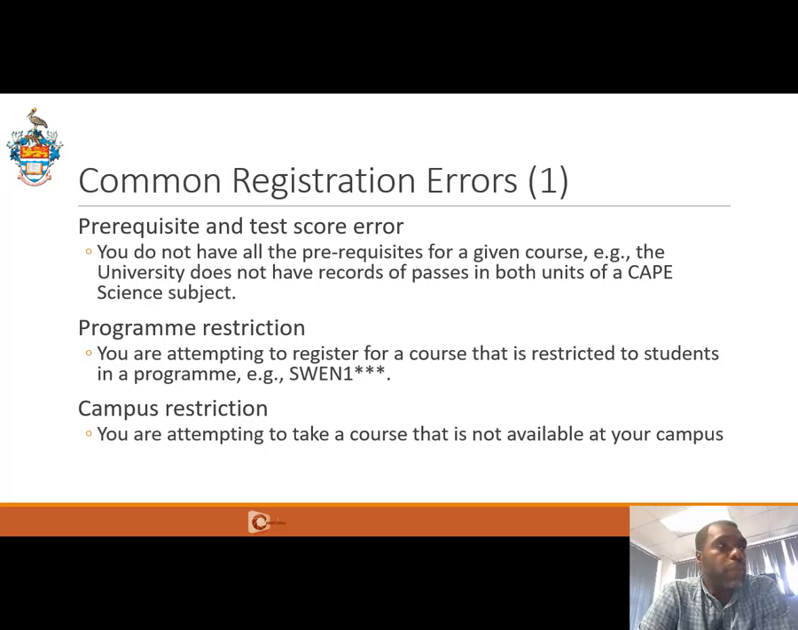You may also see a program restriction error. This is an indication that you're attempting to register for a course that is restricted to students in a program. Or you may see a campus restriction error. That basically indicates that you're attempting to take a course that's not available at your campus, and I say that in quotes. So for example, students at Western Jamaica who might be trying to register for a course section at Mona will see a campus restriction error.